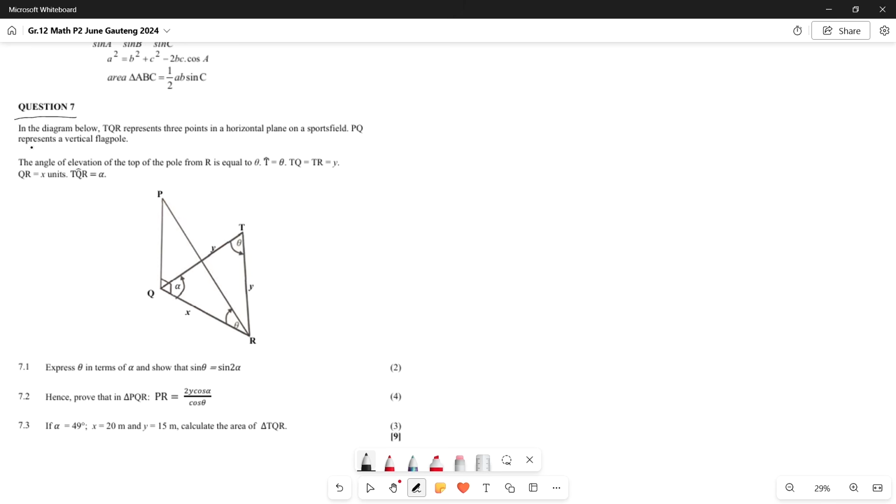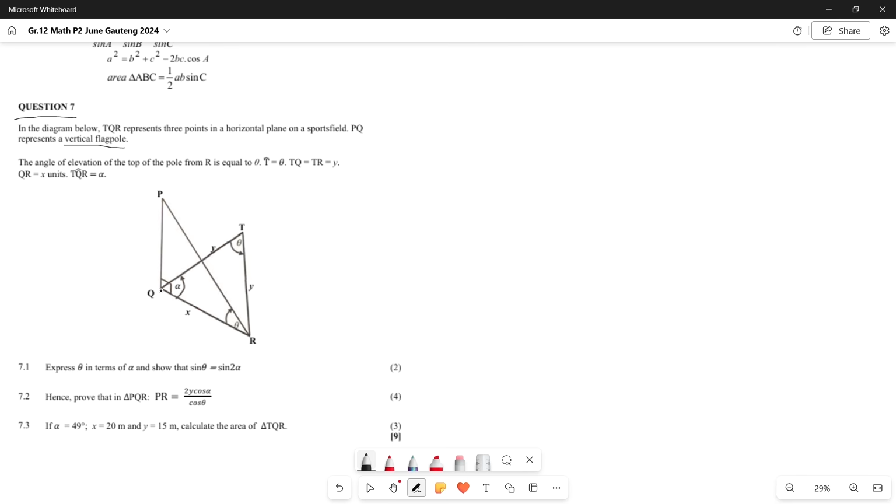So question 7 here says, in the diagram below, TQR represents 3 points in a horizontal plane on a sports field. PQ over here represents a vertical flagpole. The angle of elevation at the top of the pole from R is equal to theta. T equals theta here, angle T. TQ equals TR equals Y, which means this is an isosceles triangle.